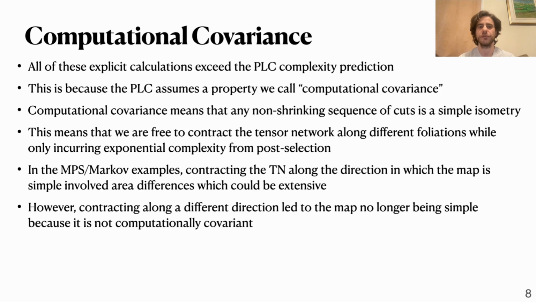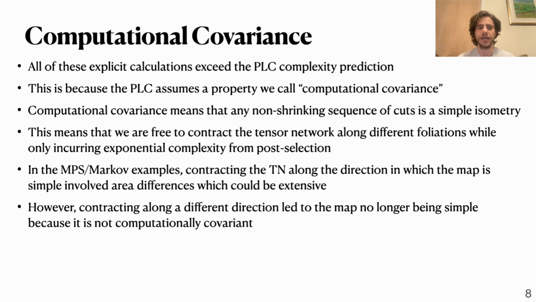We trace the source of the greater computational cost to a property called computational covariance. The PLC prediction assumes that the map is simple in every direction, so no matter how the map is contracted, the only source of exponential complexity will be post-selection. MERA, however, is not computationally covariant. It is only simple along the RG direction. In this direction, though, the area differences are extensive.